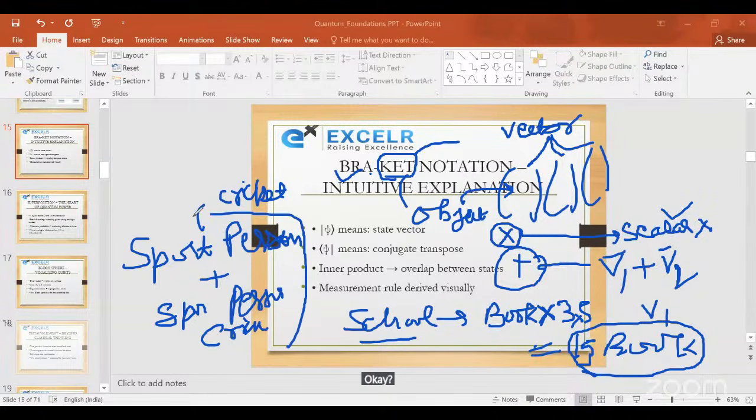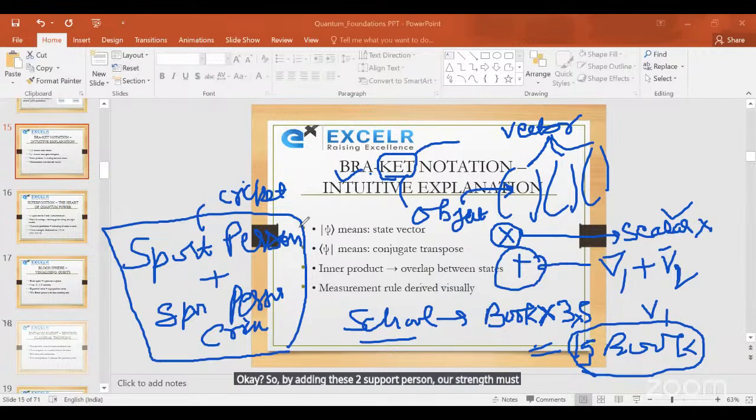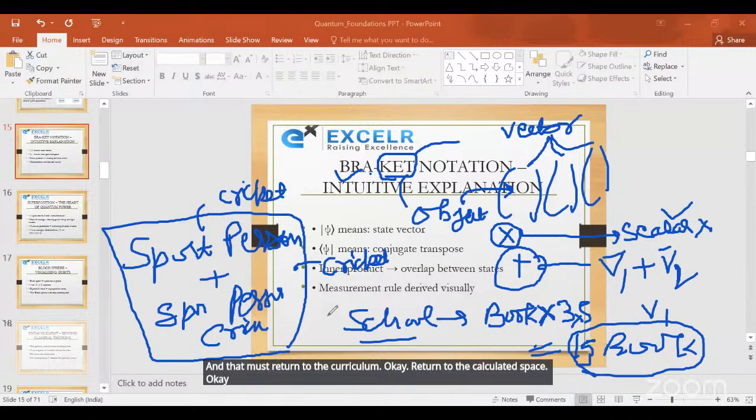So by adding these two sport persons, our strength must be amplified and that must return to the cricket space also. Okay. So it's just like that.